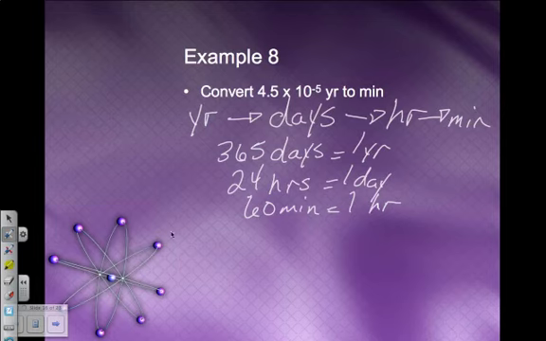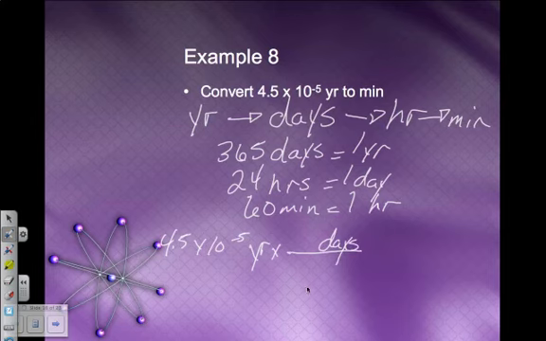Same process as always. So 4.5 times 10 to the negative 5th years. That's what I'm starting with. I'm going to follow my map. So the next unit I want to go to is days. Years needs to go on the bottom so I can cancel it out. So there are 365 days in 1 year. Years cancel.